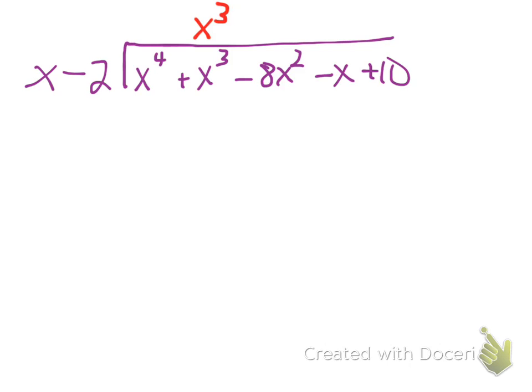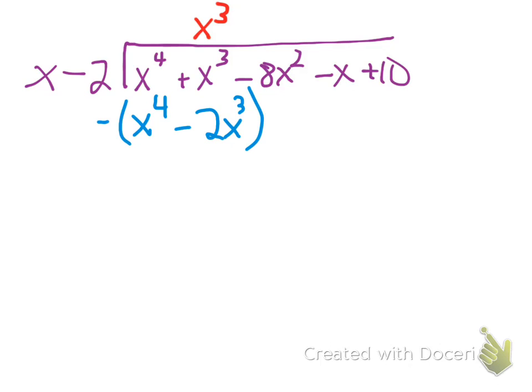The next step for this process now is I take that, x to the third, and I multiply it by my divisor of x minus 2. When I do that, I end up getting x to the fourth minus 2x to the third. What I'm now doing is I'm taking these two right here, and from that I'm subtracting away these two. So essentially I'm going to subtract that from the two above it.